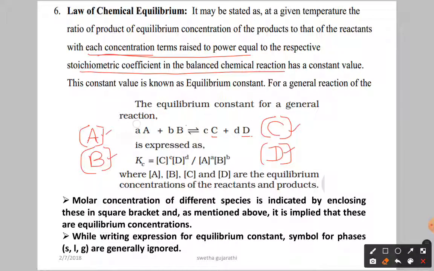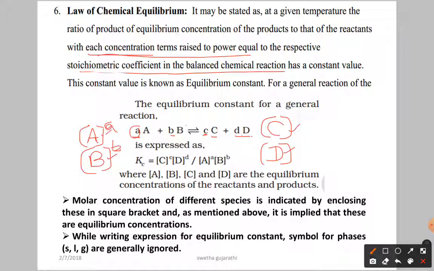In this equation, the stoichiometric coefficients are small a moles of A and small b moles of B, nothing but the number of moles. Each concentration term has to be raised to the power equal to its stoichiometric coefficient. For A, the concentration is raised to the power a, because a is the coefficient. For B, it is raised to the power small b.